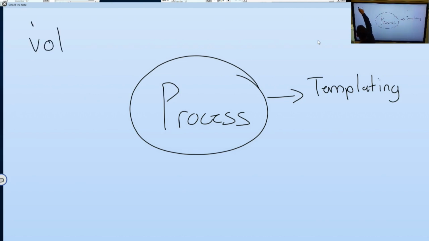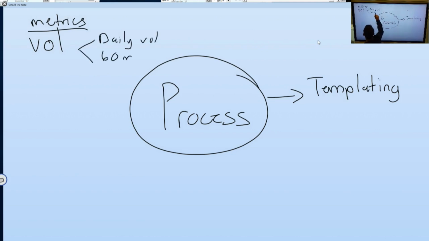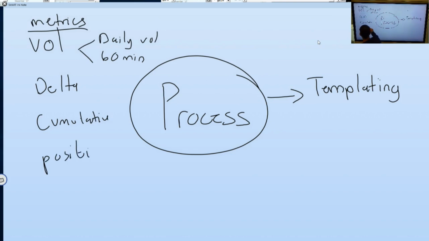All right, so the first thing we need to establish is we need to look at metrics like volume. So I'm going to write up here metrics and give it an underline. So we need to look at volume. Okay, that can be daily volume. Okay, that can be volume on a 60 minute. Then we need to look at things like delta, as well as cumulative delta. Okay, as well as positioning. And again, these are all terms you have been dealing with quite extensively over the course, so I'm not going to go through them. But these are the metrics you want to look into.